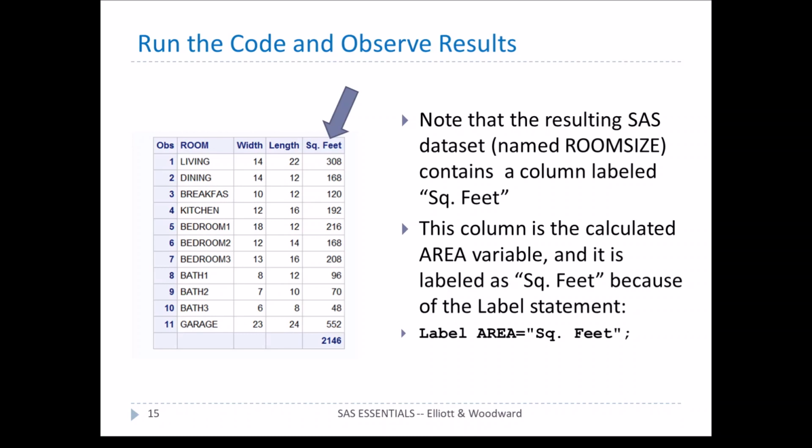All right, so if we run that code, we see that we get this output where what we read in was room, width, and length. And then we calculated square feet. So you can see the square feet there of each room. And then at the bottom, 2146 is the sum that we asked for in the proc print statement. So that comes in handy sometimes. We're going to learn more about proc print later on and other things you can add to the printout to give you a better report.